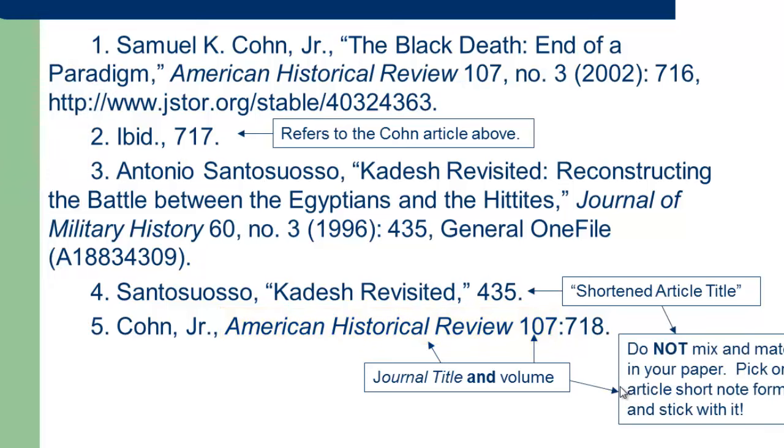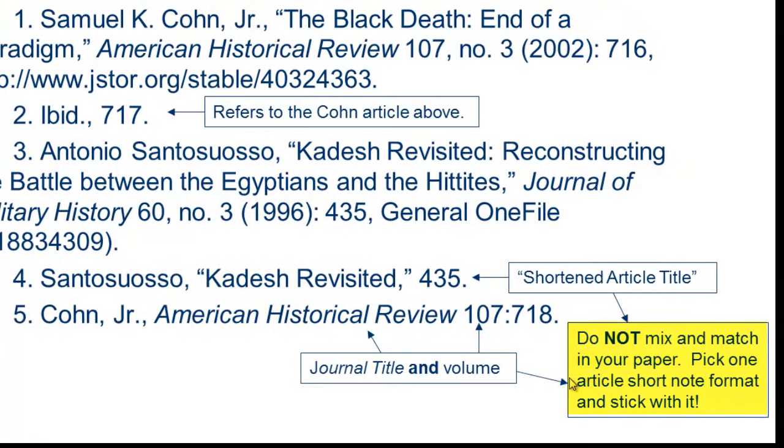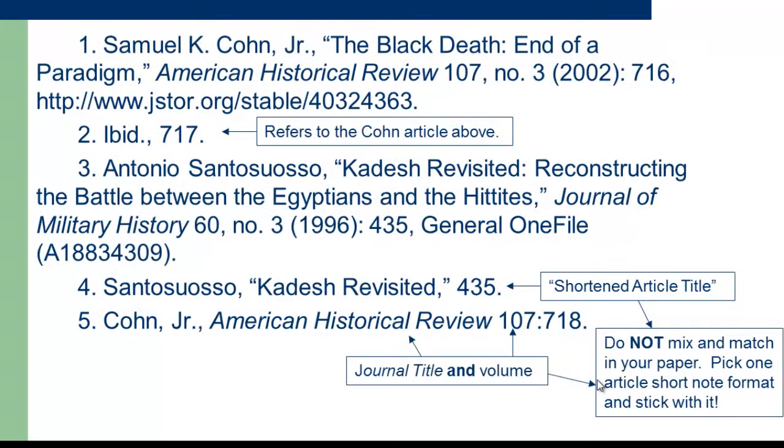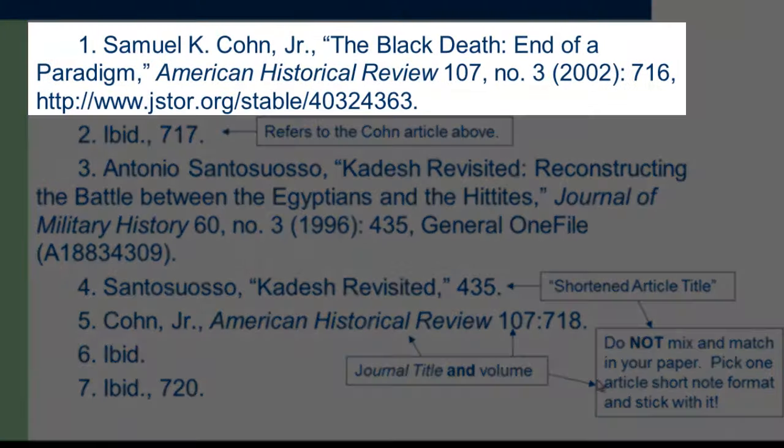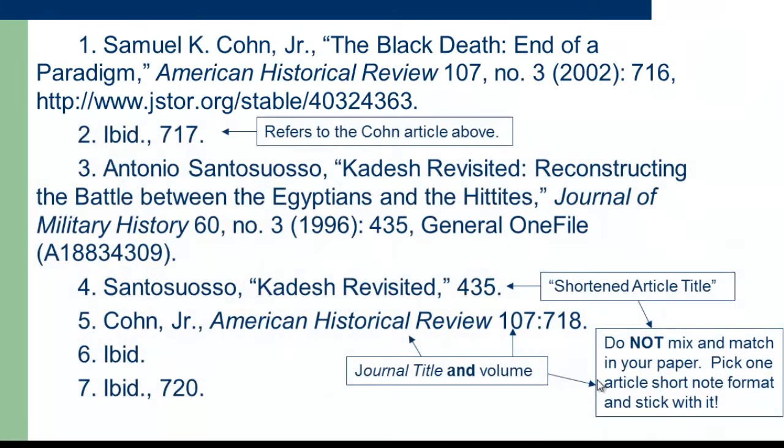Even though I'm showing them here for demonstration purposes, you should not mix and match between using shortened titles or using journal names and volumes. Pick one format and just stick with it for your entire paper so that it's not confusing to someone who's trying to understand what you're doing. Number 6 and 7 are notes that refer back to the Cone article. Remember, the ibid is going to point to the one directly before it, so since they are both ibids, they have to refer to number 5 in this case.